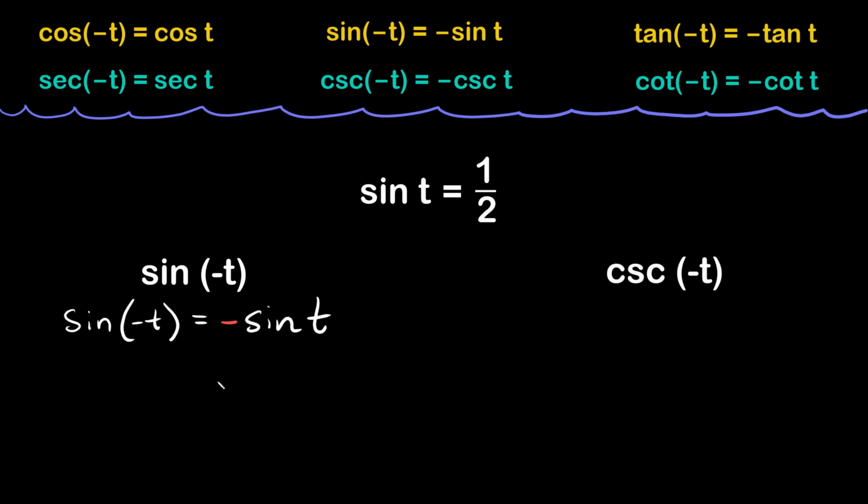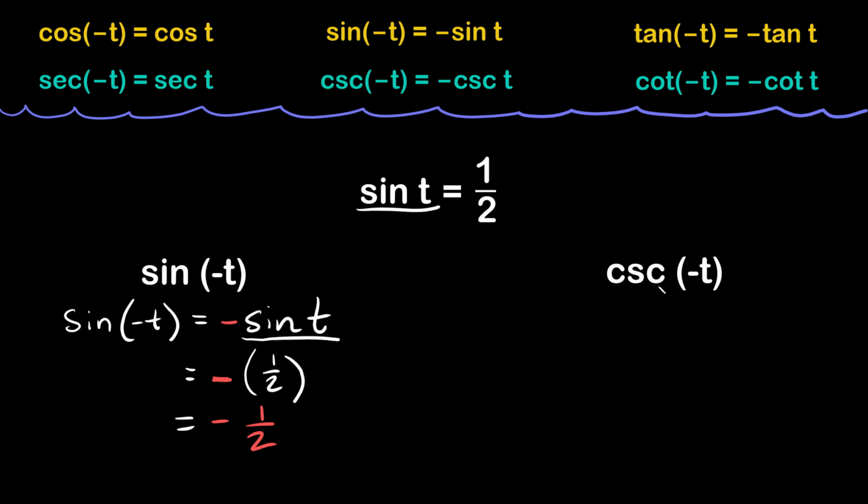So what is the sine of t? Luckily, we're given that. It says the sine of t is equal to positive 1/2. So the sine of negative t is going to be equal to negative sine of t, which we said is 1/2, so we plug in a 1/2 for the sine of t right here. We get that the sine of negative t is simply equal to negative 1/2. Great. Now let's go on to the next one.